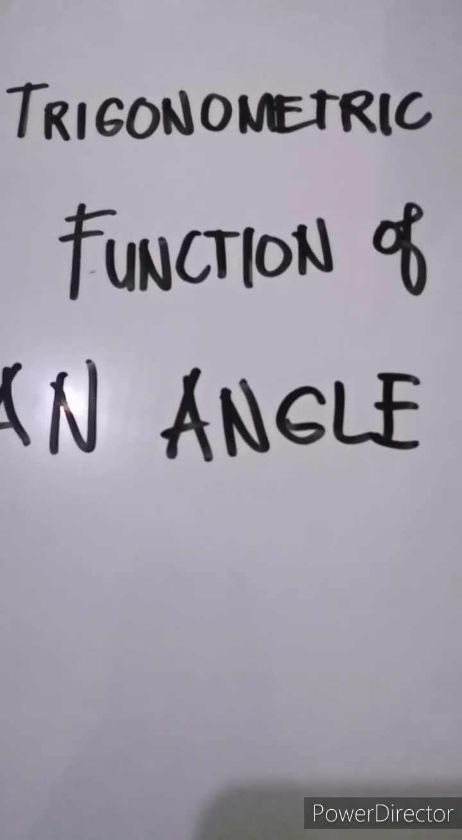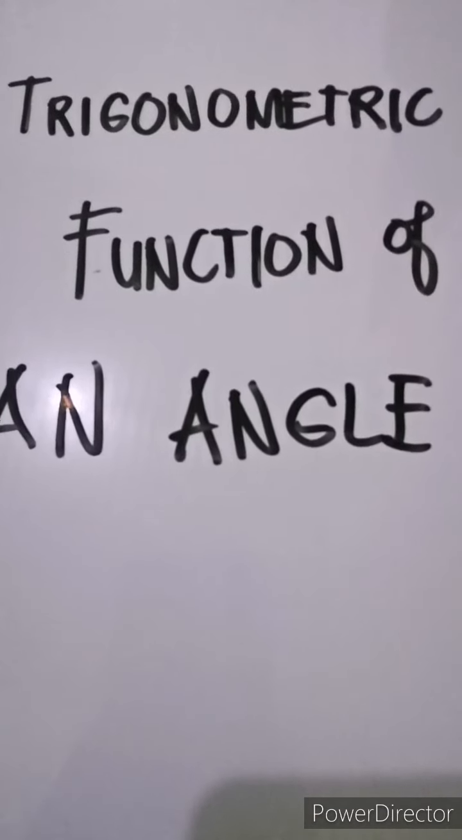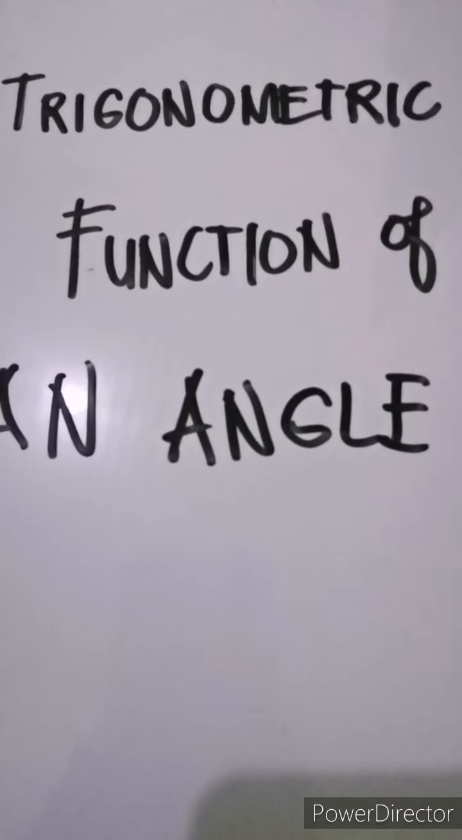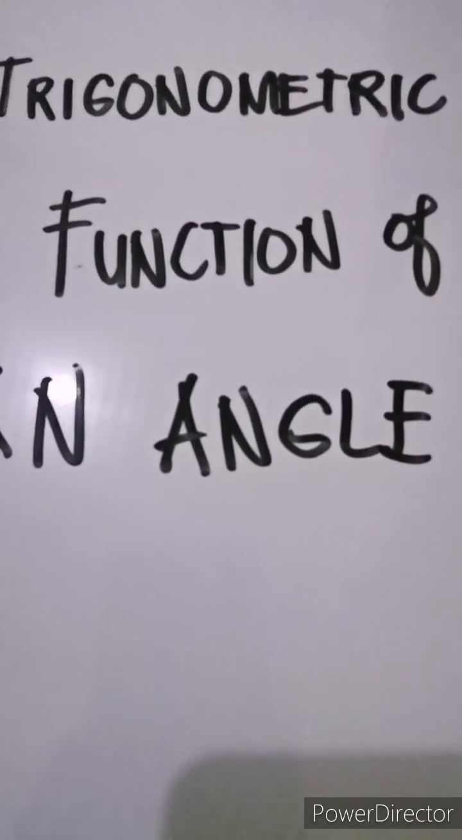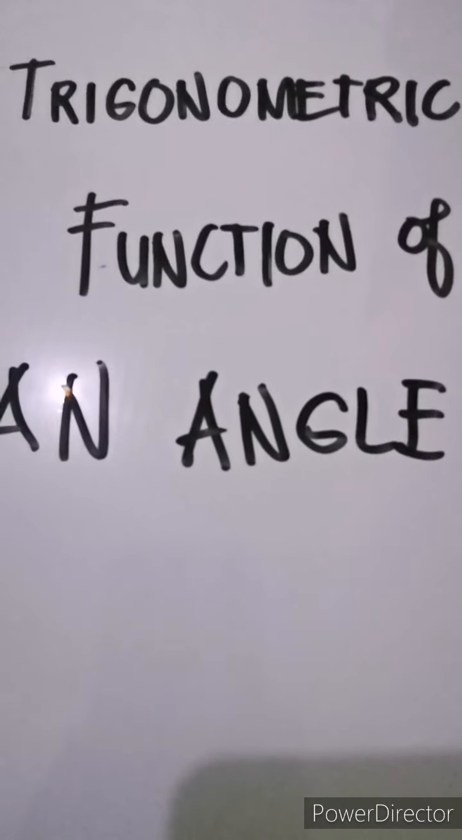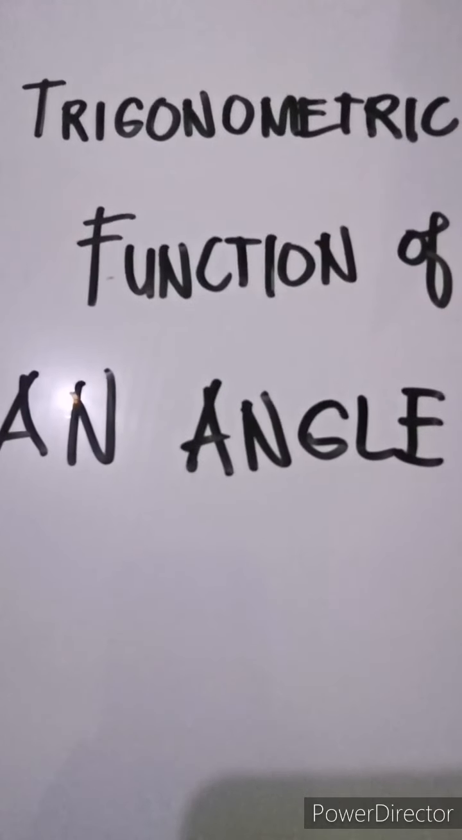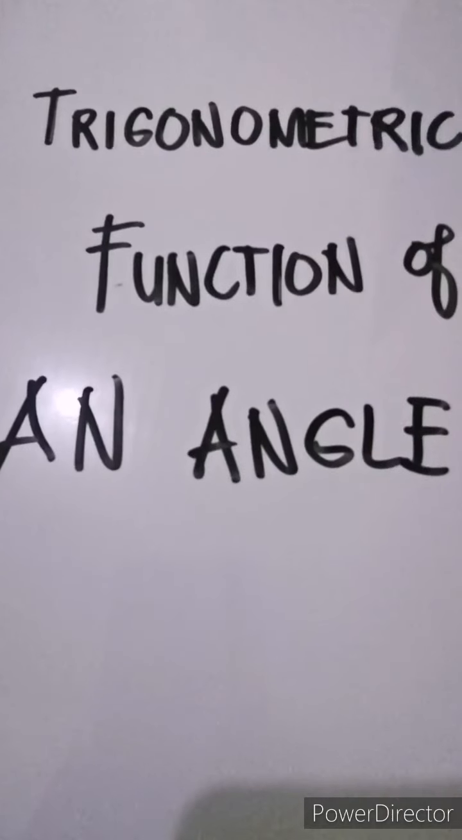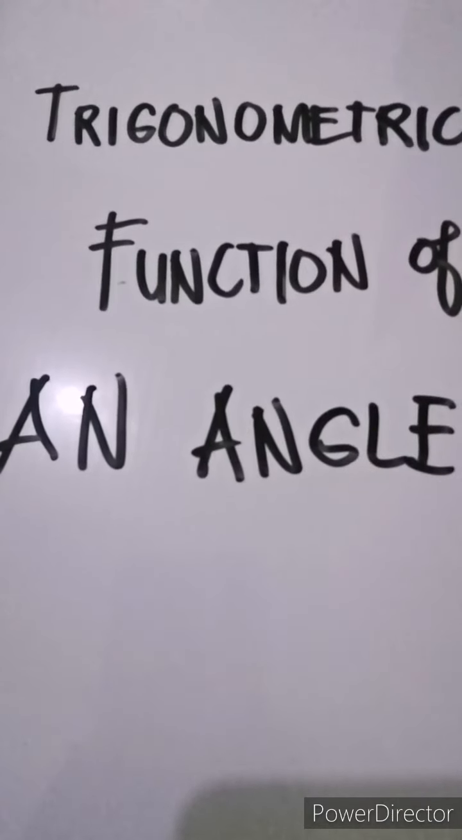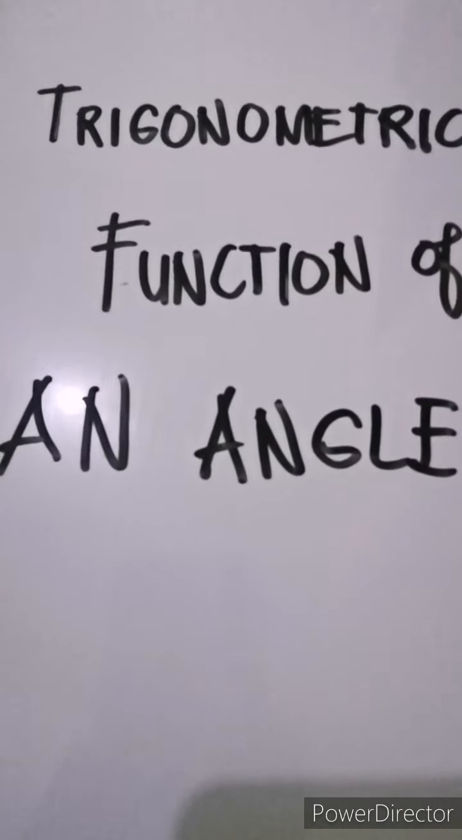The next lesson will be trigonometric functions of an angle. So at the end of the lesson, the students should be able to derive the 6 trigonometric functions based on the given right triangle and find the remaining trigonometric function when one function is given, and also apply the Pythagorean theorem in solving for the unknown side of a right triangle.